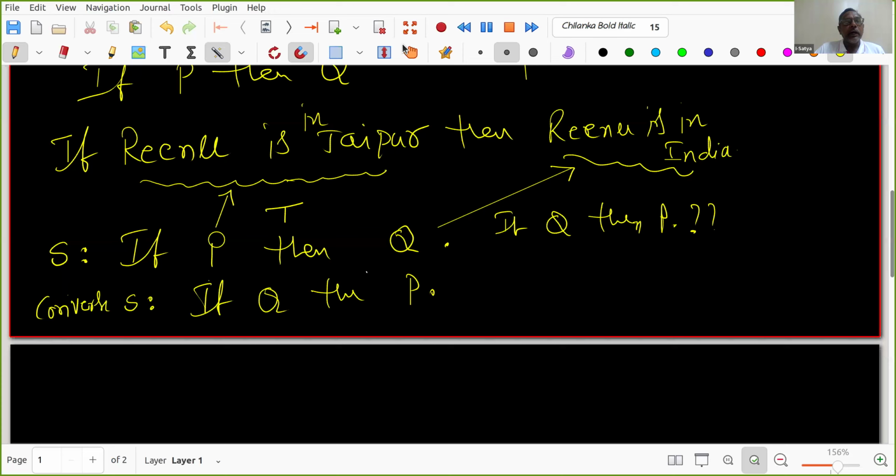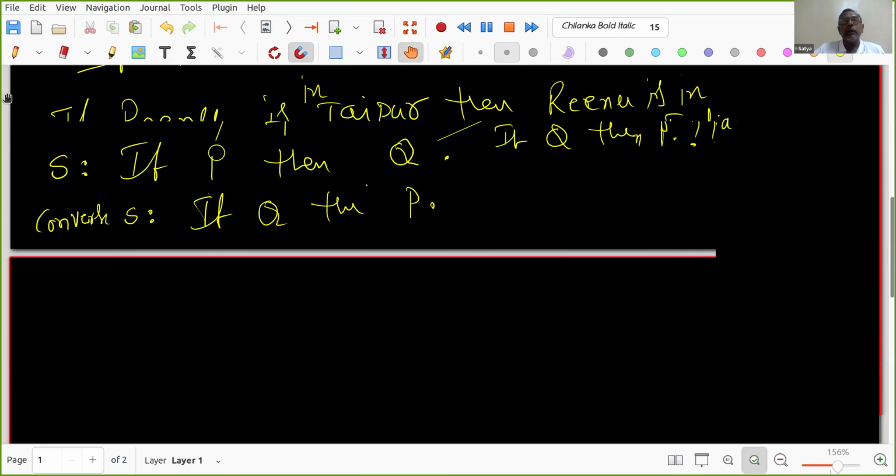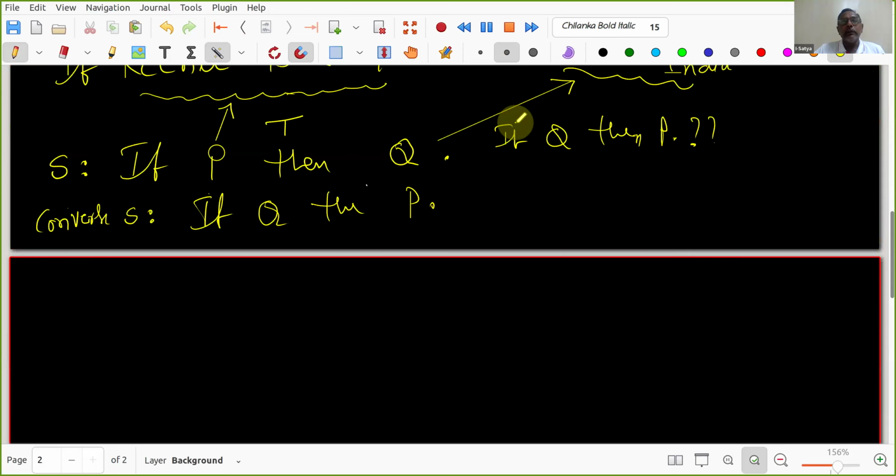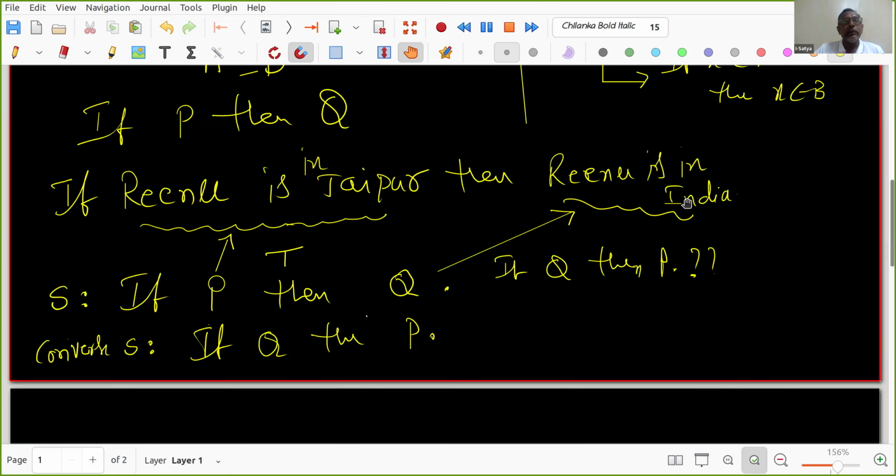Okay, there is another thing also. This is not true. You told it: Renu is in India, then Renu is in Jaipur need not be true. Renu can be any place, not only in Jaipur. She can be in Hamirpur or Udaipur, wherever, right? She need not be in Jaipur.